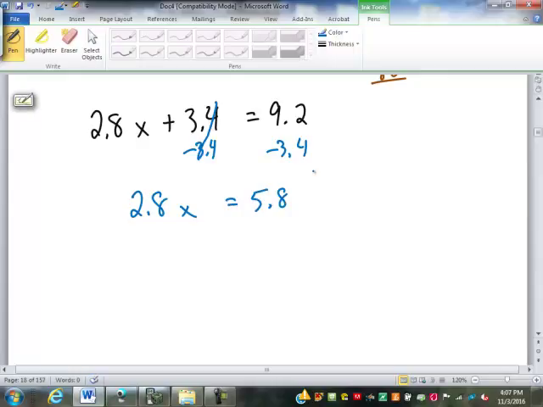Then what? Then we're going to divide by the 2.8. Which gives us x is equal to 1 point. Actually, not 1. 2 point. Sorry.